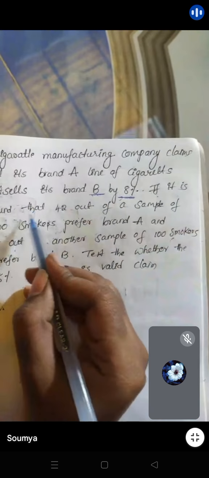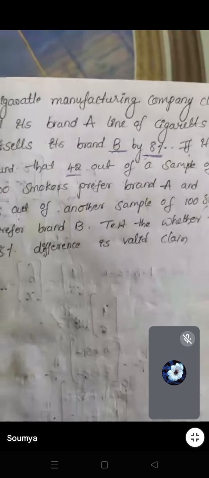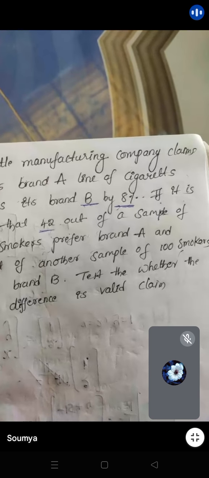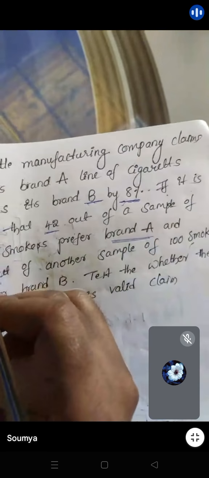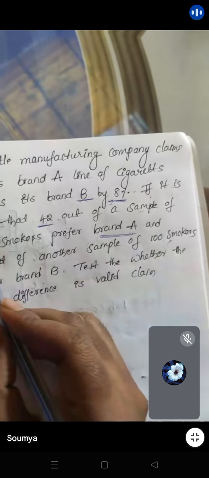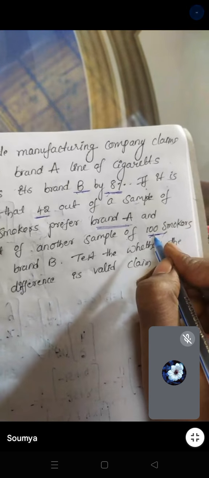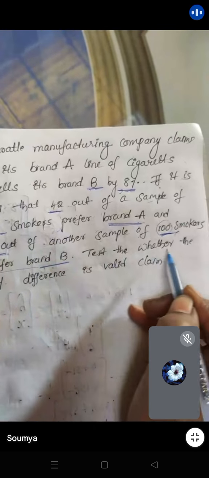Okay. So if it is found that 42 out of a sample of 200 smokers prefer brand A, then they have taken a brand A sample of 200 smokers. In that 200 smokers, 42 are preferring brand A. And 18 out of another sample of 100 smokers. They took another 100 smokers, and of that 100, 18 are preferring brand B. Test whether the 8% difference is a valid claim or not.